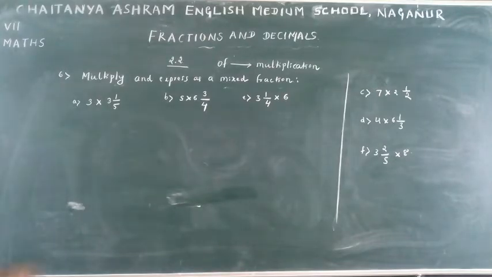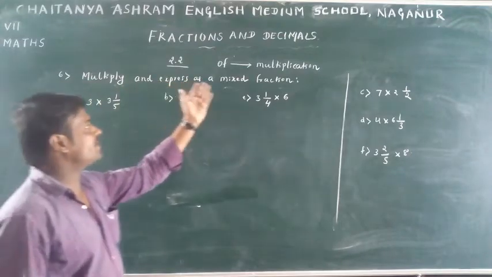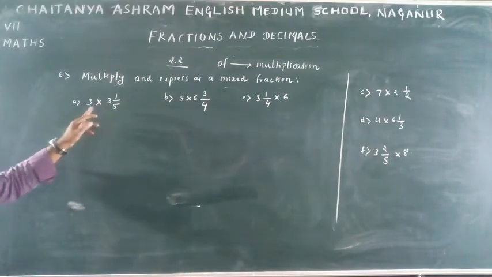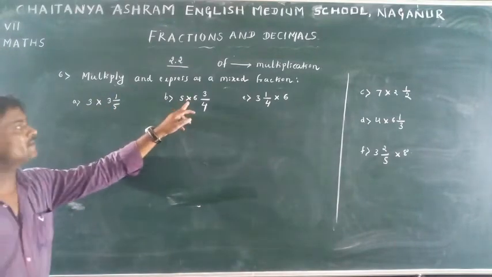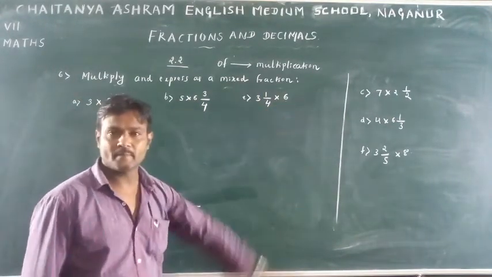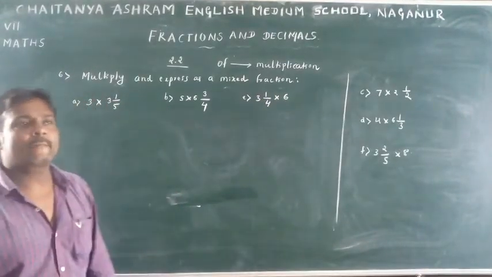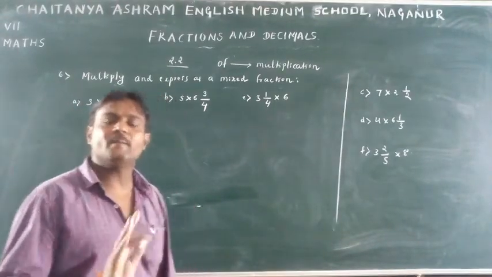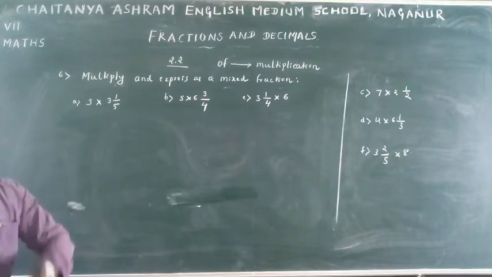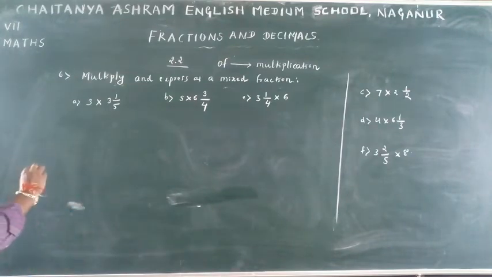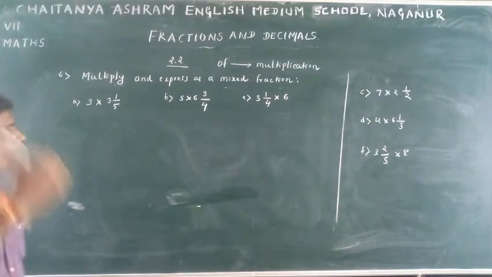Okay, dear children, see the next one. Multiply and express as a mixed fraction. Okay, this is the case of multiplication of a whole number by a mixed fraction, or multiplication of a mixed fraction by a whole number. To multiply a mixed fraction by a whole number, first convert that mixed fraction into an improper fraction, then multiply. Now see how we will do. We discussed this in the previous videos, so recall that.